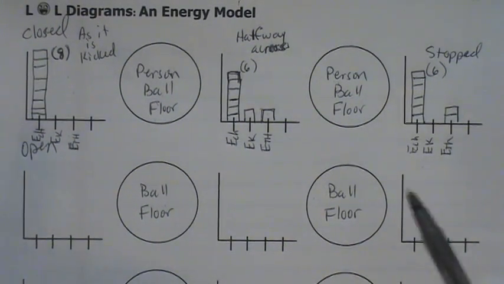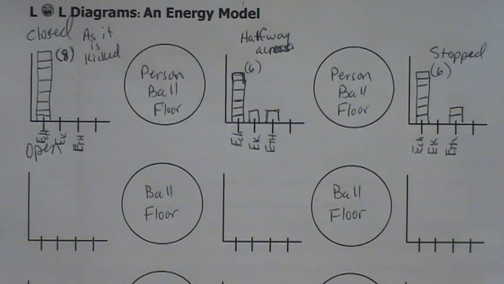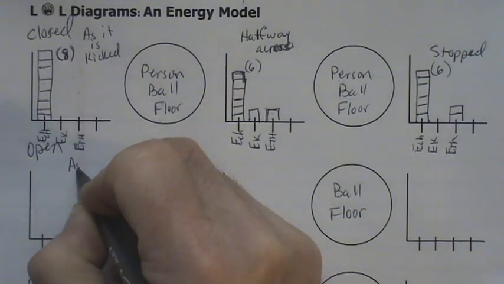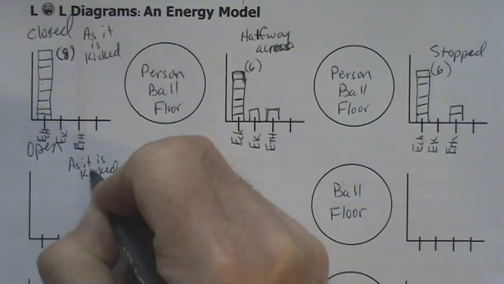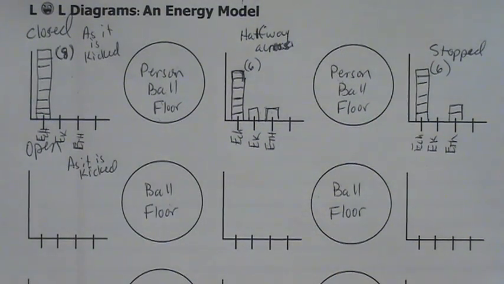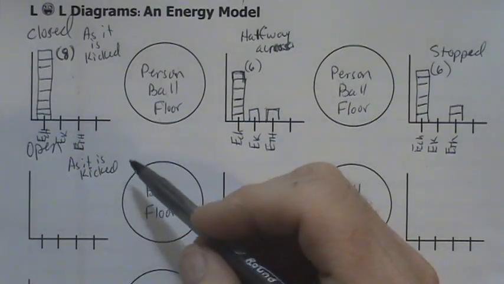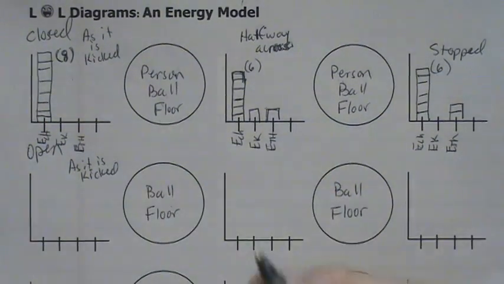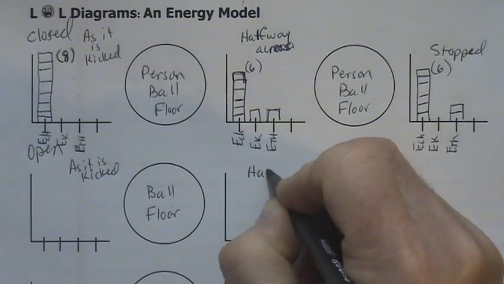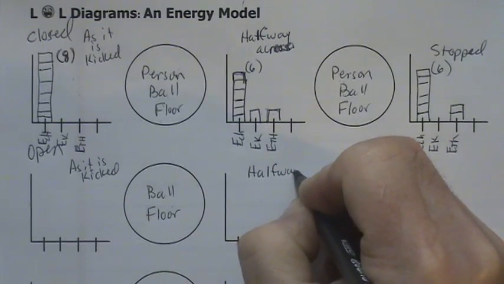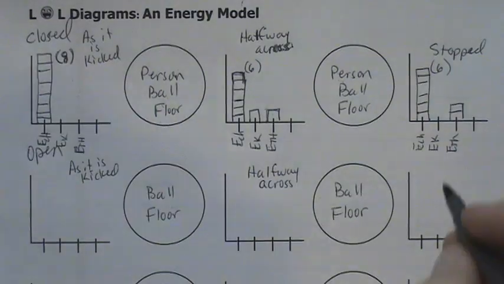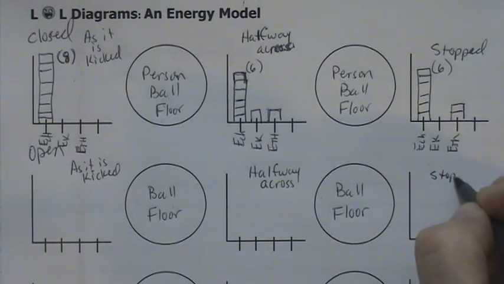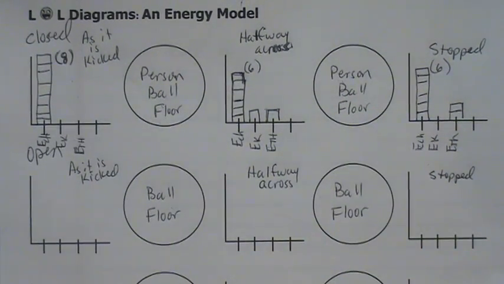All right, let's take a look at the open system. Once again, I want to take a look at the same 3 spots. So it's as it is kicked. Your leg is in motion, getting ready. Your toes, or the side of your foot, depending upon how you're kicking it, are just getting ready to hit the ball. We'll look at the ball going halfway across the floor. See if I can write across appropriately this time. That looks better. And then once again, we'll look at stopped.